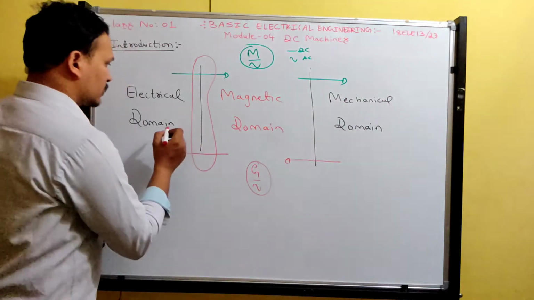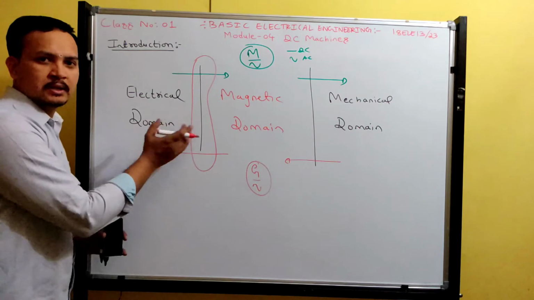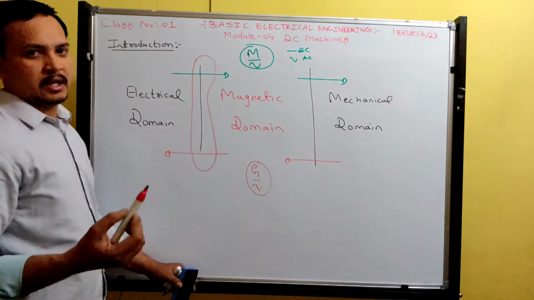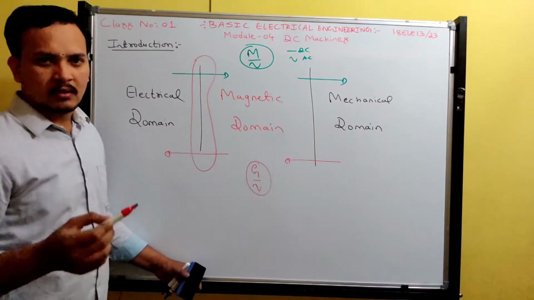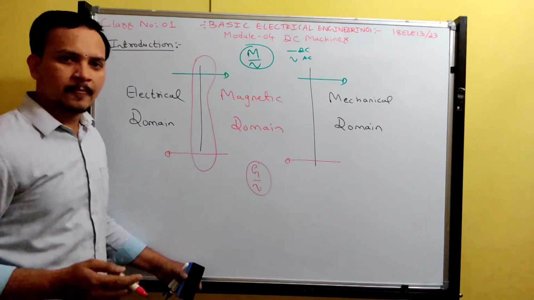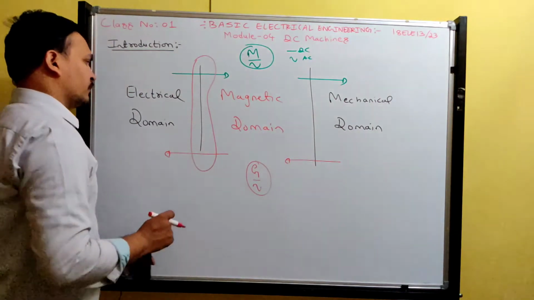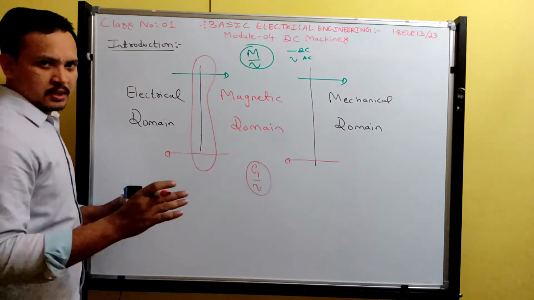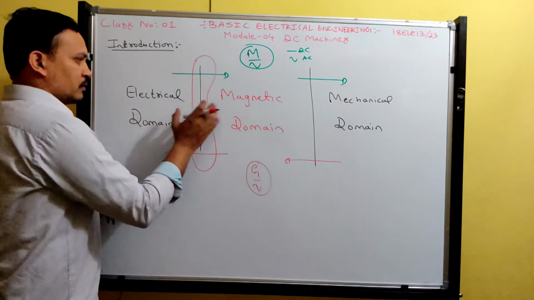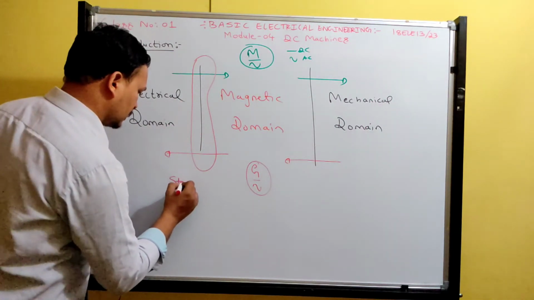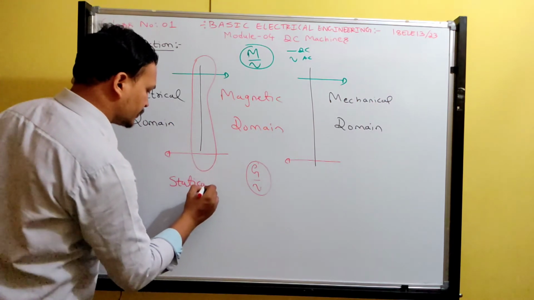So if there is no movable part in these two domains, then Faraday's law of electromagnetic induction has two components. One is statically induced EMF, another one is dynamically induced EMF. Therefore, if the machine or device works only on these two domains, then the Faraday's law of electromagnetic induction applies as statically induced EMF.